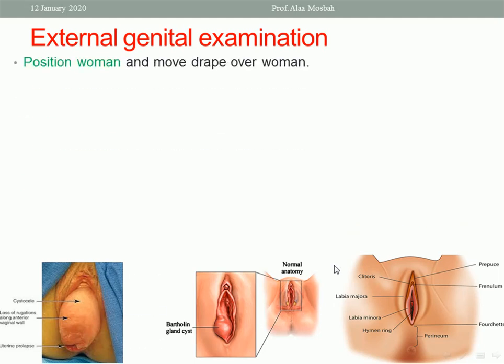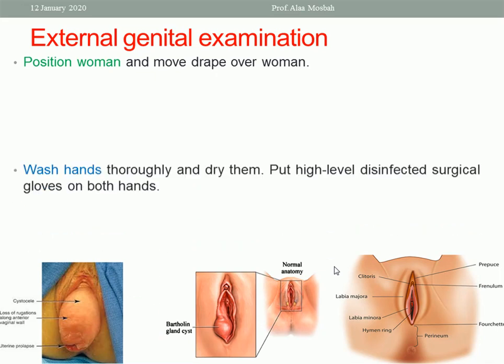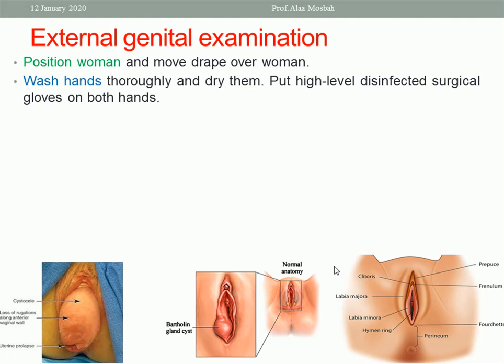Position the woman and move the drape over the woman. Wash hands thoroughly and dry them. Put high-level disinfected surgical gloves on both hands. Inspect external labia, clitoris, and perineum.